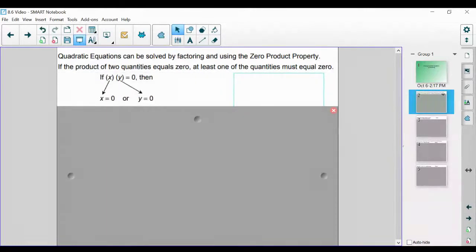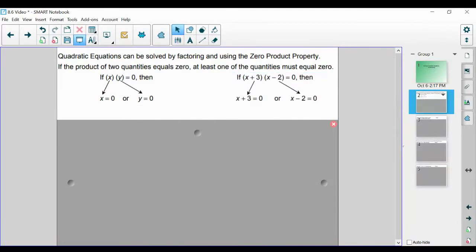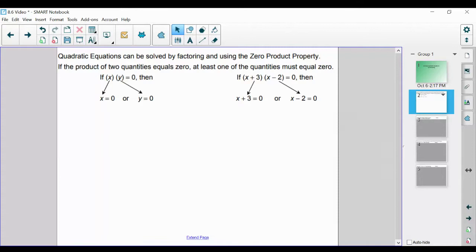So if x times y is equal to 0, then again, either x is equal to 0 or y is equal to 0, because one of them has to be 0, because 0 times anything is 0. So using that, if we replace the quantities x and y with x plus 3 and x minus 2, then x plus 3 has to be 0 or x minus 2 has to be 0. One of those binomials has to have a value of 0. That way, when we multiply its value with the other value of the binomial, we end up getting 0.